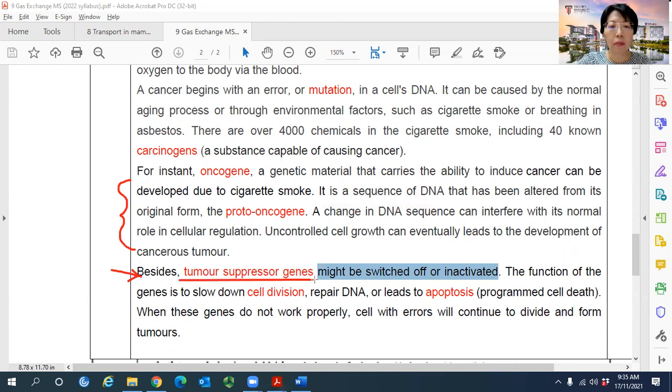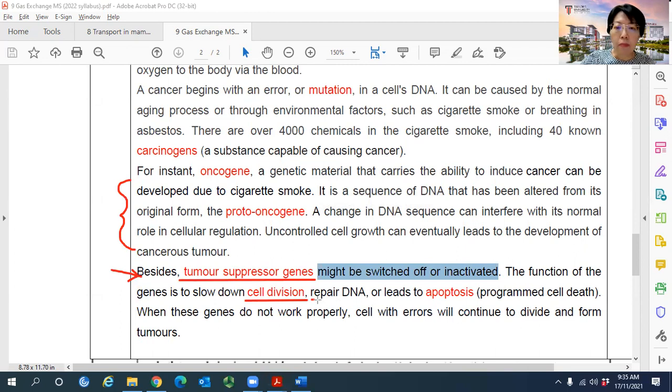So a gene that suppresses tumor formation might be switched off, leading to cancer. The function of the gene is to slow down cell division, because when you switch off the tumor suppressor, that means you switch off the control on cell division. So you prevent tumor formation. Okay, so it may slow down cell division.